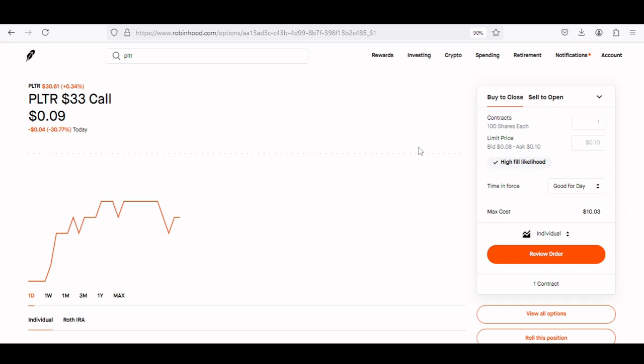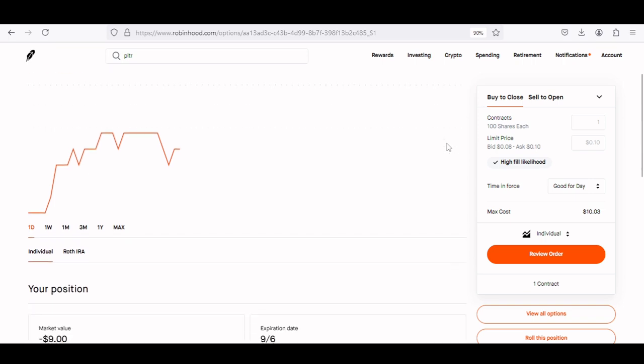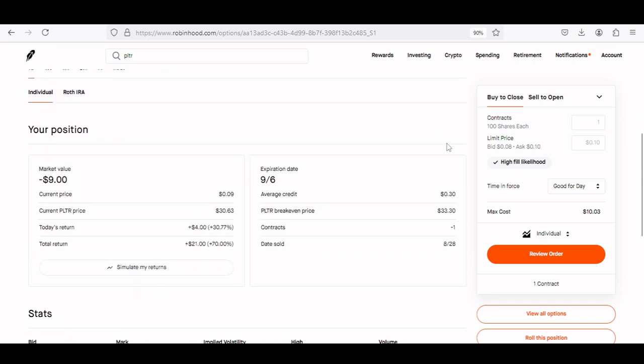Option rolling is something you must learn if you decide to trade options. One of the first rules of options is that you should always have an exit strategy before getting into any trade. That being said, for today's video, I'm going to be using my Palantir option that I already have. So let's scroll down and I'm going to explain the trade to you.